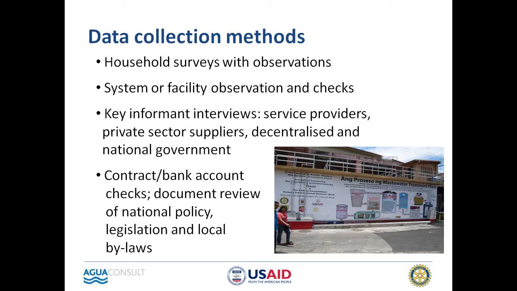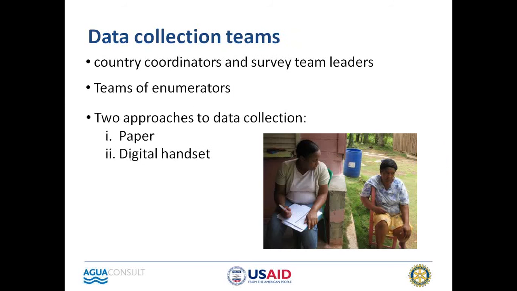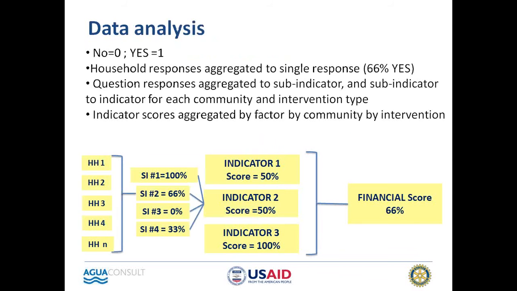And then there's quite a bit of observation and review of documents done in the communities, but also the national level surveys can be done partially via a document review or a desk-based exercise. So the data collection teams consist of a country coordinator and the survey team leads, and also teams of enumerators who will be doing the household questionnaires, which can be done either on paper or on handsets.